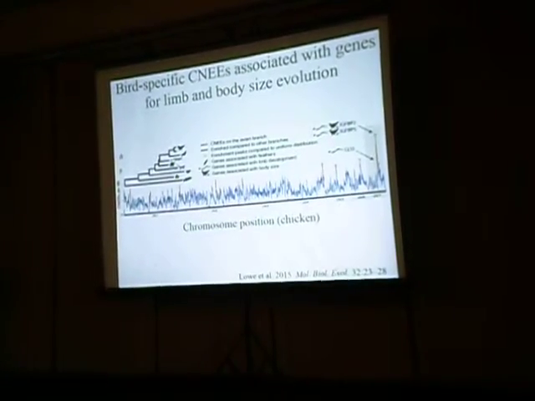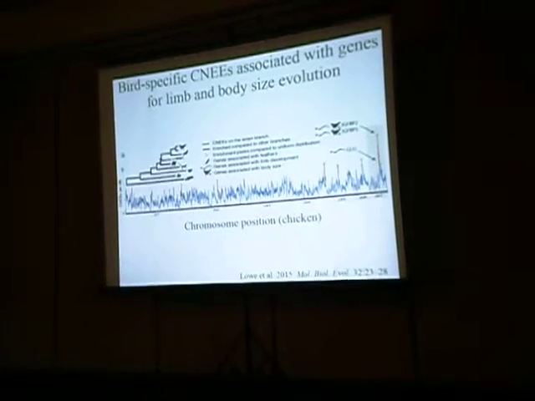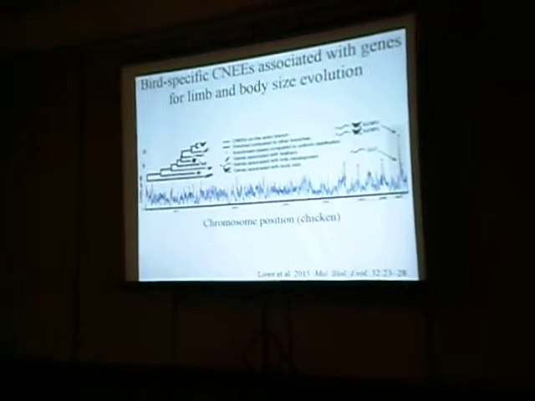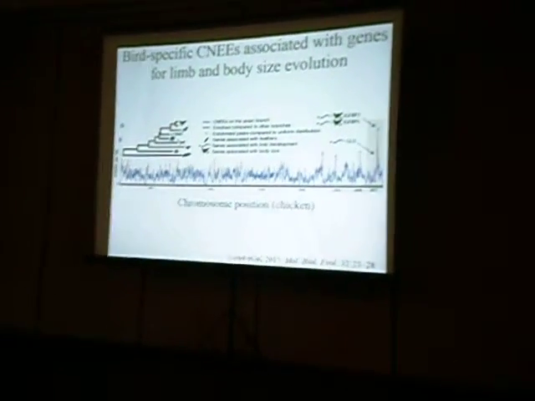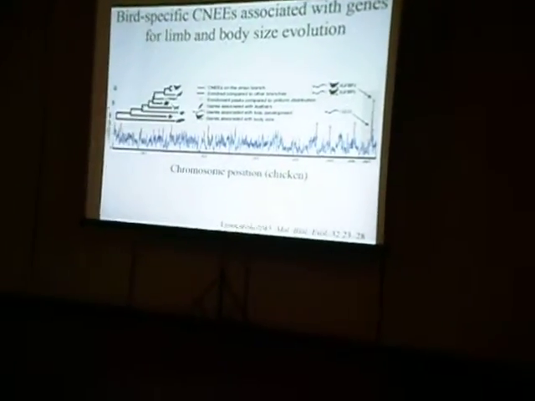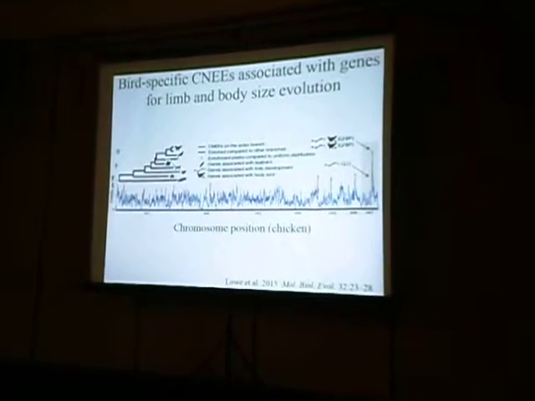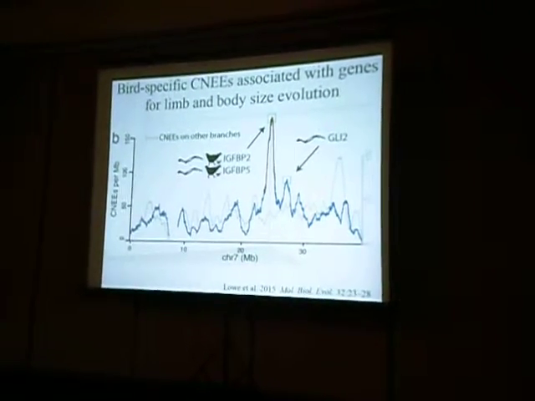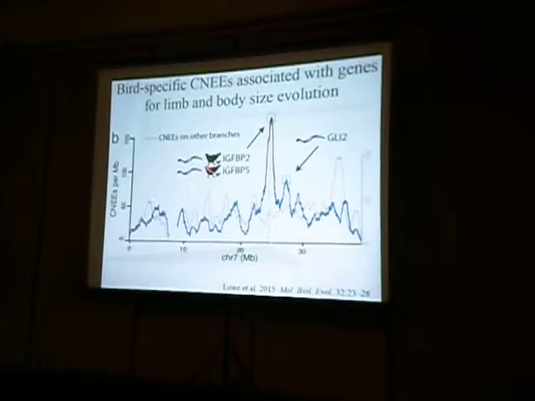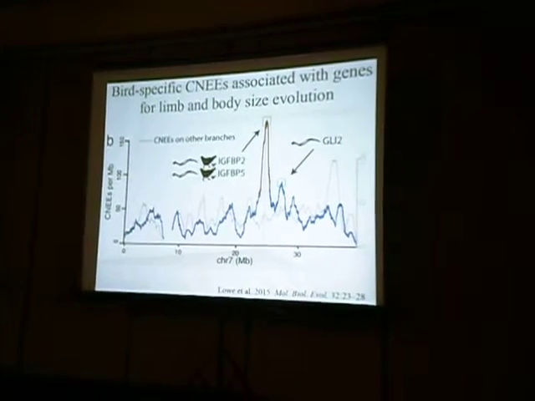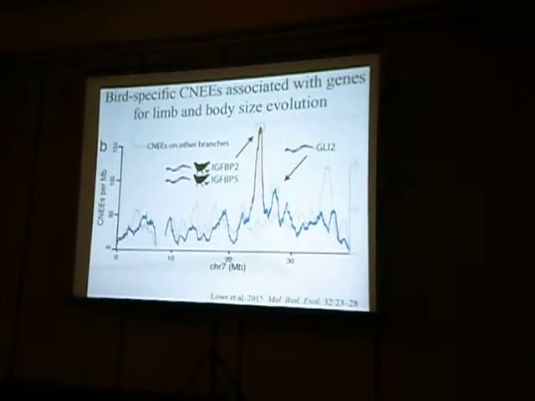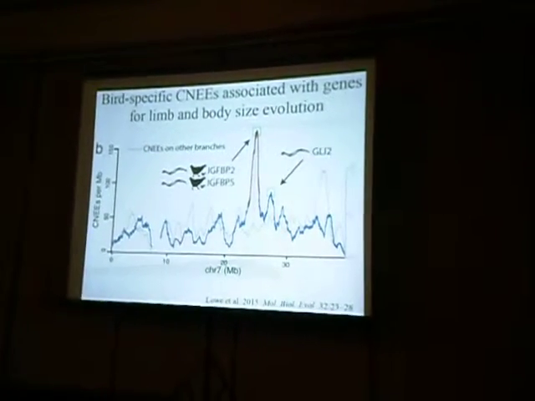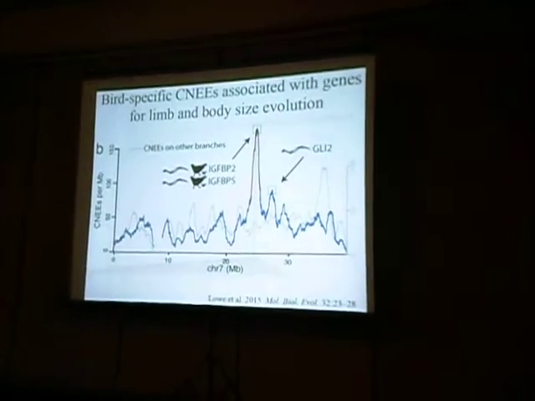Finally, we use these approaches to try to figure out what kinds of things make birds unique. So we were looking specifically on the branch leading to modern birds and asking, where do we see a lot of regulatory innovation across the genome? And what we found was a dramatic peak near these two genes, insulin growth factor binding protein 2 and 5, which are involved with various aspects of body size change as well as limb development.